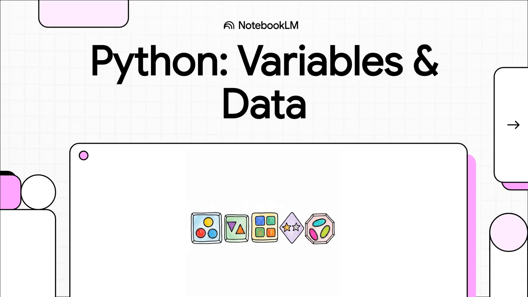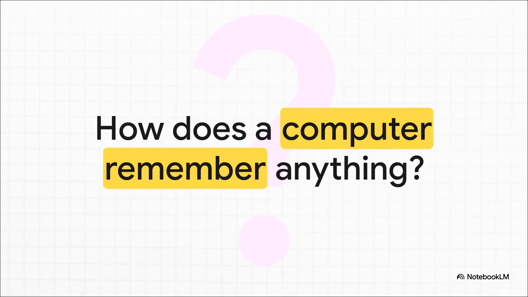All right, let's jump right in. Today, we're going to break down two of the absolute most fundamental building blocks in all of programming, variables and data types. I mean, if you've ever wondered how a game remembers your high score or how an app knows your username, you're in the right place. Trust me, once you get these two concepts down, you are well on your way to writing some seriously powerful Python code. So let's start with a really basic question.